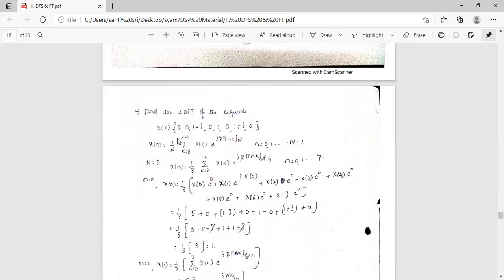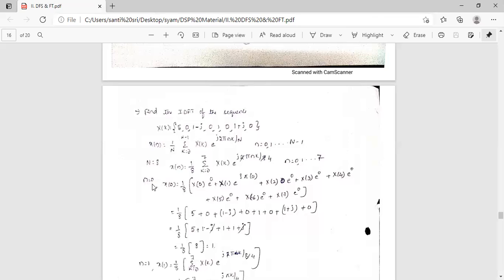Okay, so what is the formula for finding the inverse discrete Fourier transform? That is x of n equal to 1 by N sigma k equal to 0 to N minus 1, X of k into e power plus j 2 pi n k by N, where n is varying from 0 to N minus 1. Okay, so here N is 8, so it is 1 by 8 into sigma k equal to 0 to 7 of x of k into e power j 2 pi n k by 8. That is 2, 4, 2, 8 gets cancelled by 4. So it is e power j pi n k by 4, where n equal to 0 to 7, right?